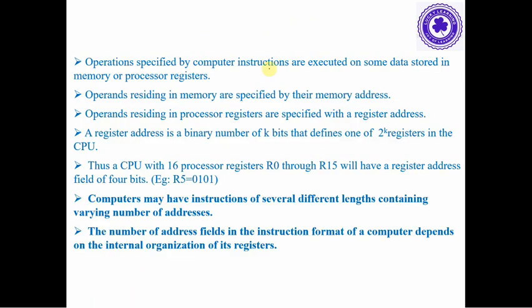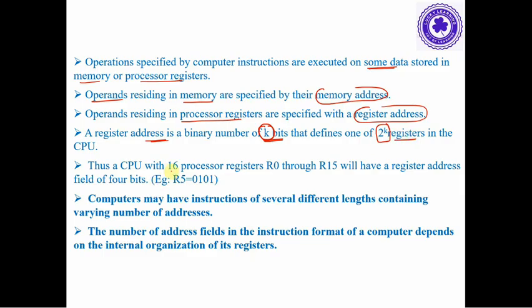The operations specified by the computer instructions are executed on some data that is stored either in memory or in a processor register. Operands in memory are specified by the memory address, and operands residing in the processor registers are specified with the register address. A register address is a binary number of k bits, specifying 2 power k registers.